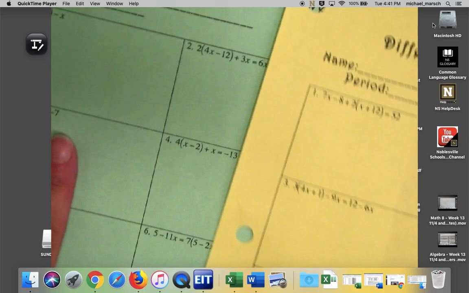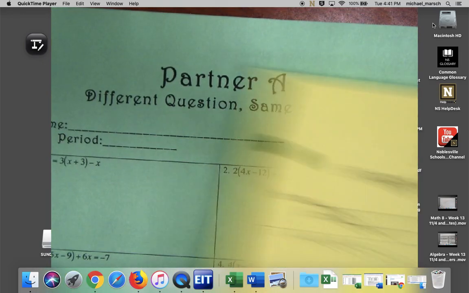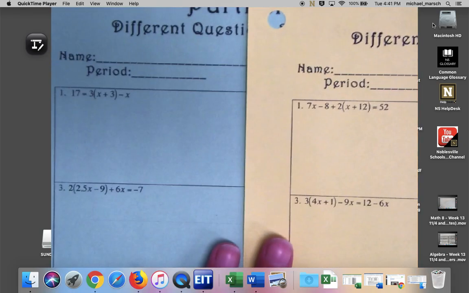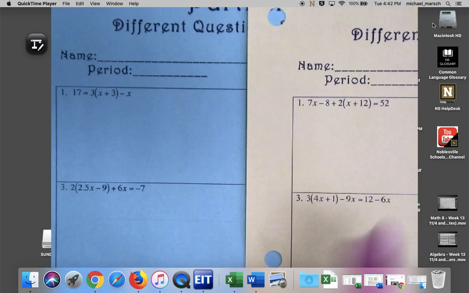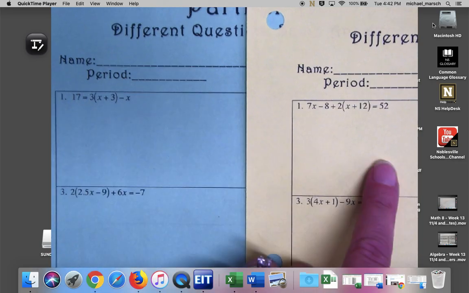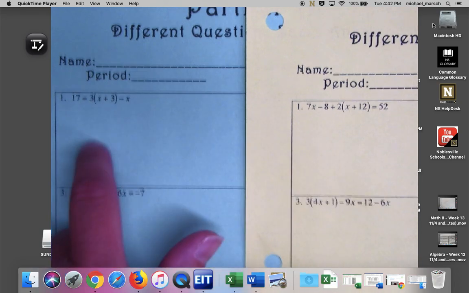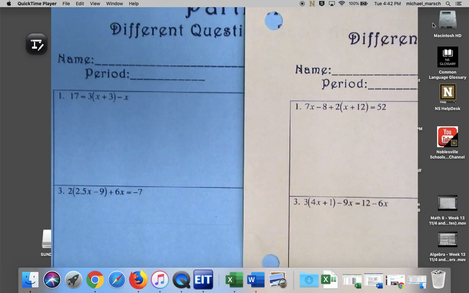Okay, so you have partner A and you have partner B, right? The questions are not similar, so if we look at partner A and partner B's question, they obviously are not the same, but you should both get the same answer. So what I want you to do is work independently on these problems. I'm going to do the first one with you on both pages, just to get everybody's brain going again, reminding what to do with like terms. And then you're going to work by yourself.